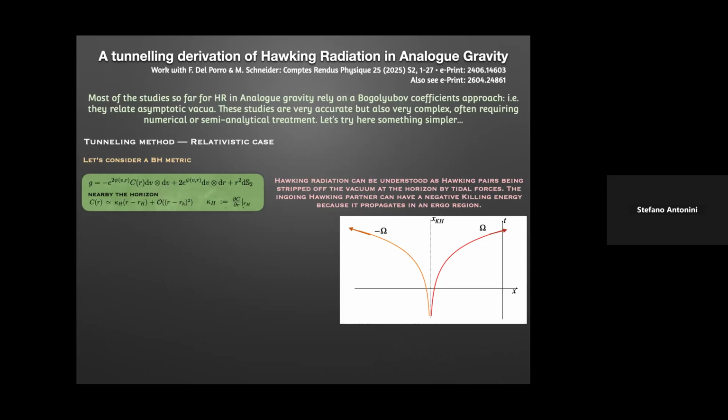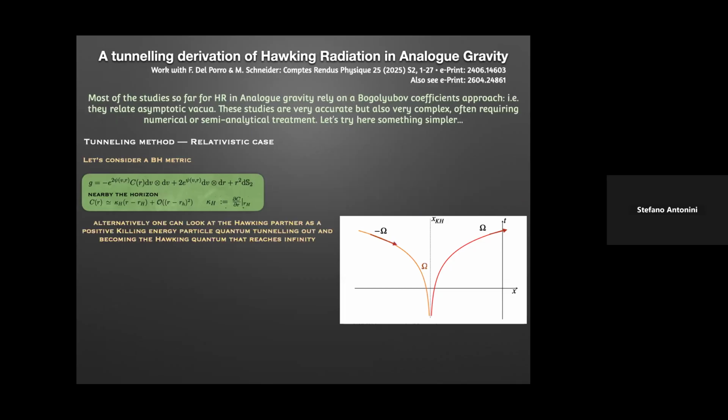The tunneling approach, the very idea is that you can think of the two Hawking quanta, the Hawking partners, stripping away at the horizon. And what you can do is reverse this: instead of taking a negative Killing frequency, you take a positive Killing frequency going backward in time and tunneling out. This is basically the idea.